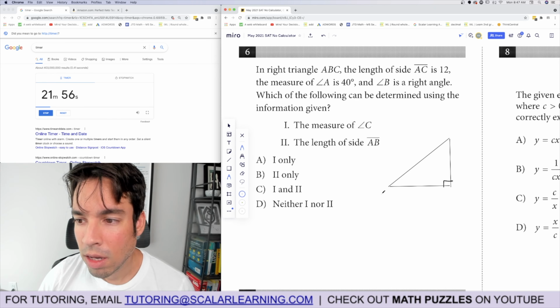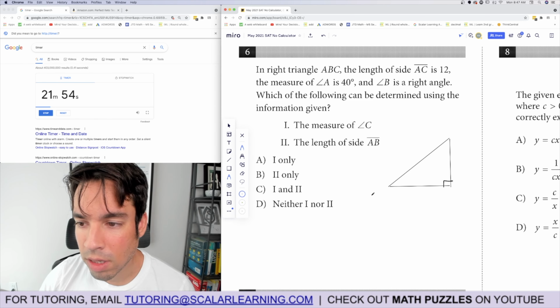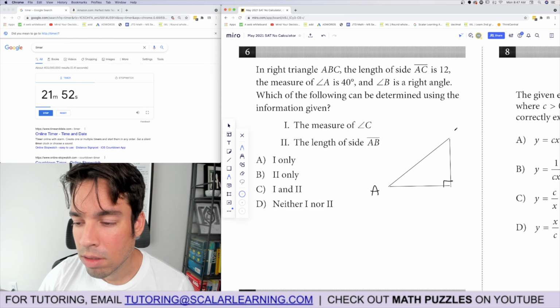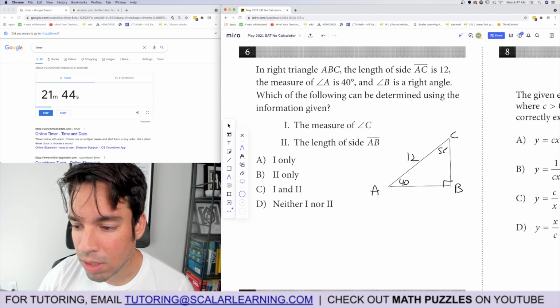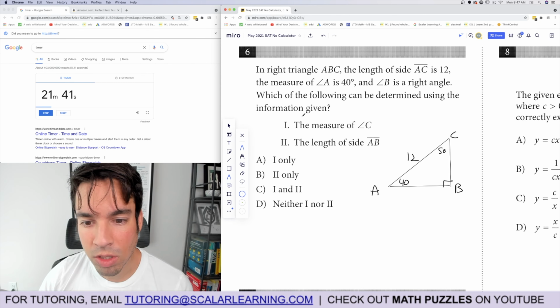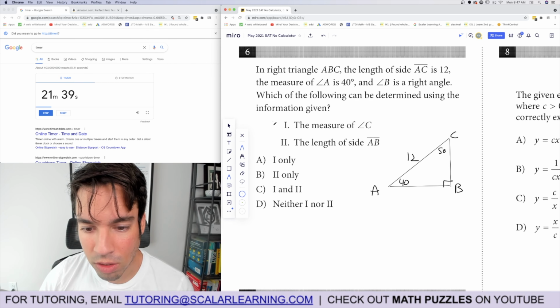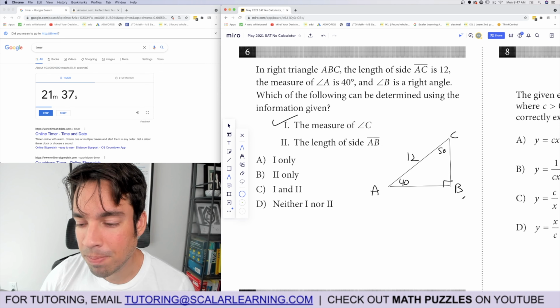Okay, AC is 12. So I'll say A, B is the right angle, and C, AC is 12. A is 40, that means C is 50. Just put it in, why not? Which of the following can be determined using the information below? Yeah, the measure of angle C, yes. The length of side AB.